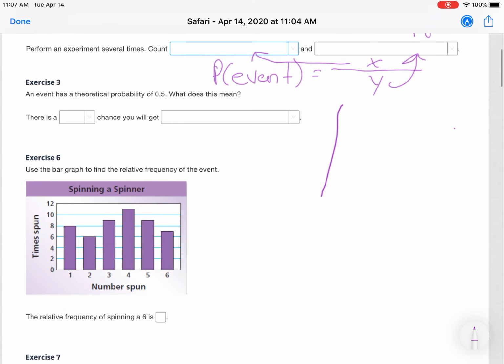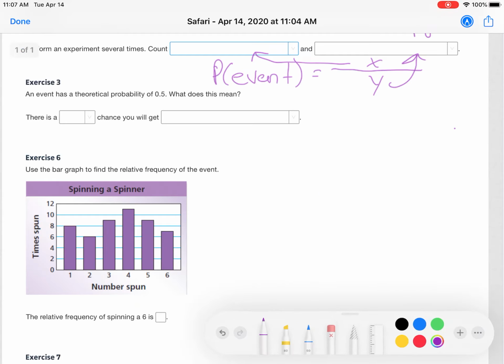Number 3, an event has a theoretical probability of 0.5. What does this mean? So when we're talking about theoretical probabilities, we're talking about how probable it is that you will get something in the perfect world. Theoretically, in theory, what should you get? So if it's 0.5, then there's a 50% chance that you'll get what you want.